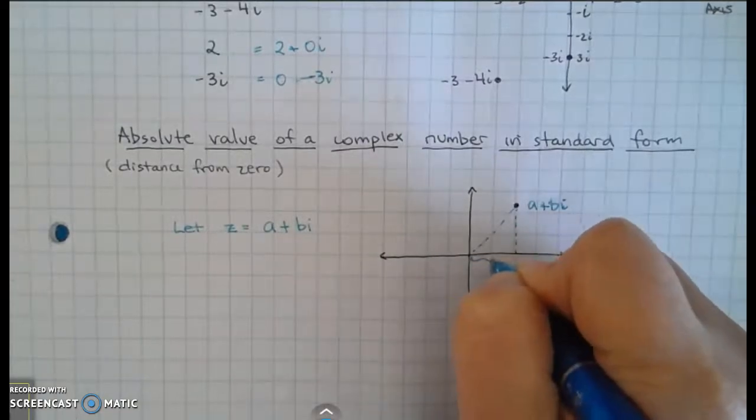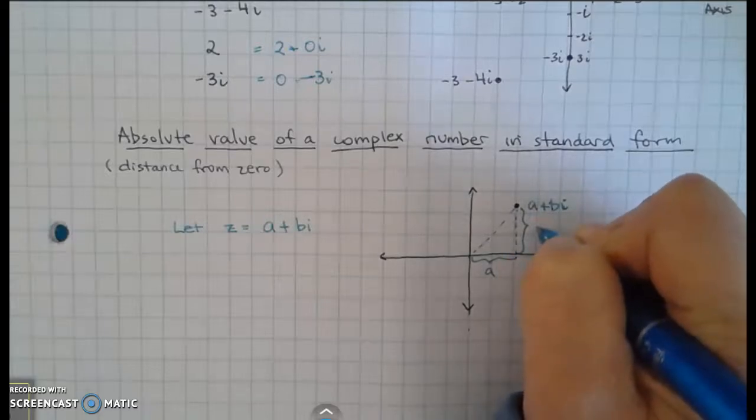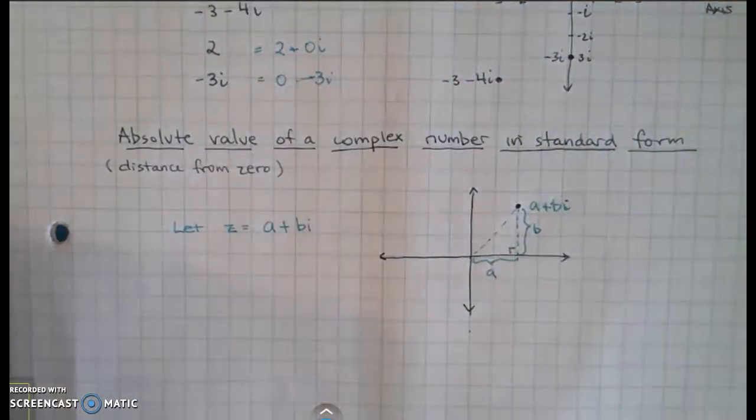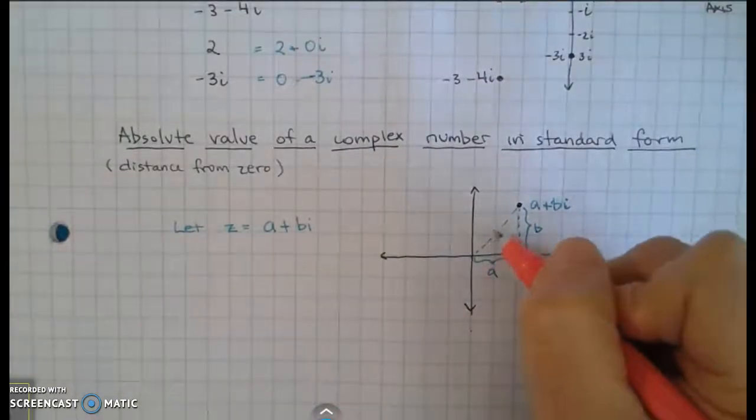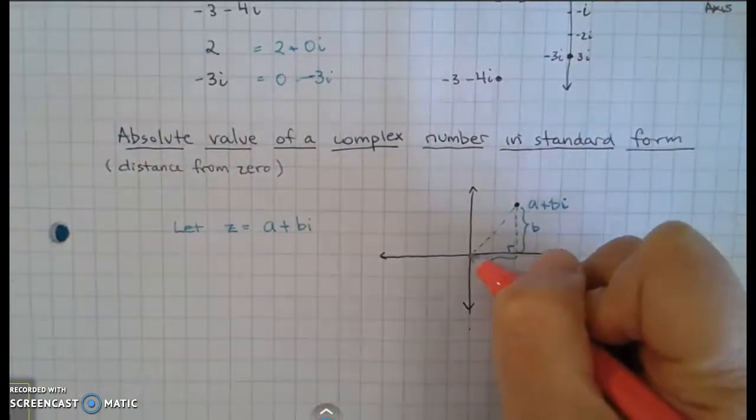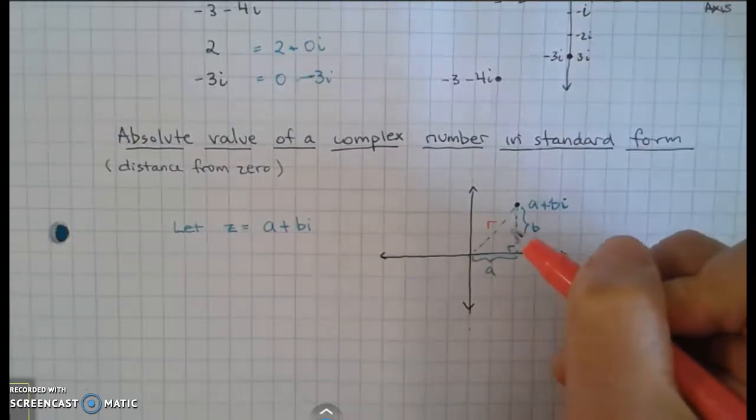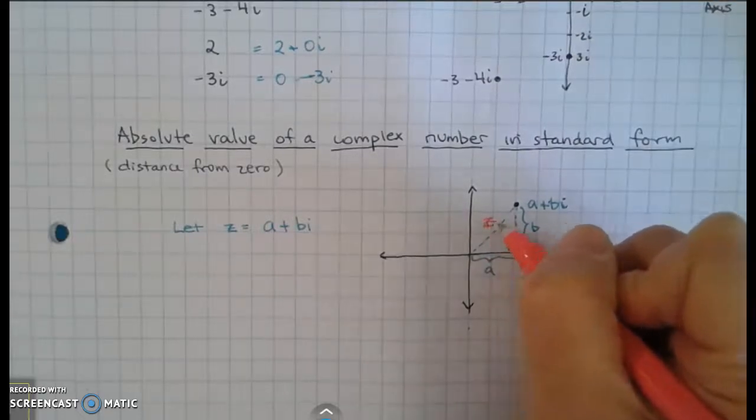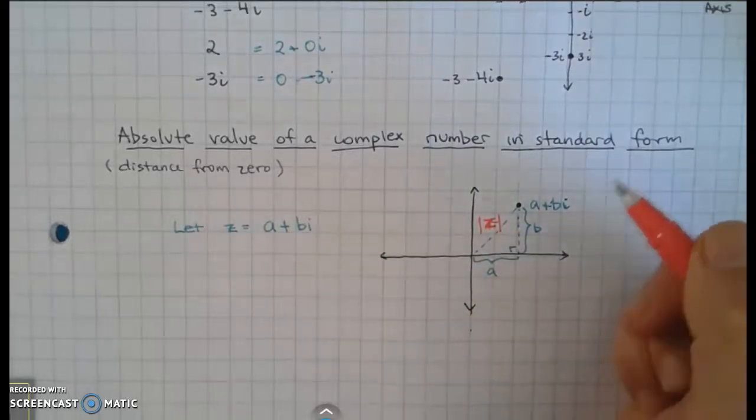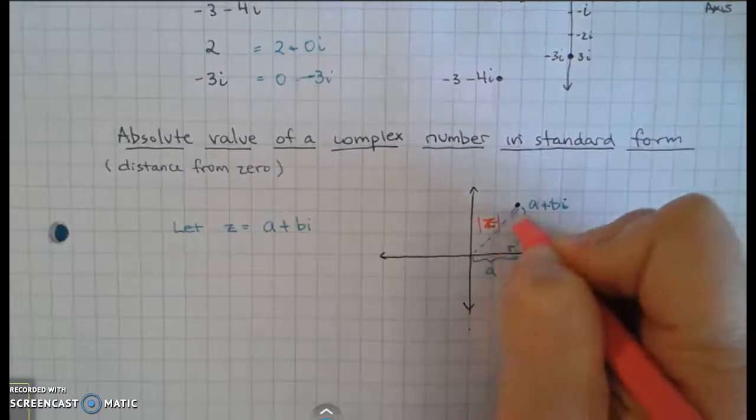This is going to be a, right? And this is going to be b, because we are forming a right triangle. And so how do we figure out the distance the complex number is from 0, or the origin? That is going to be the radius, or the absolute value of z here.